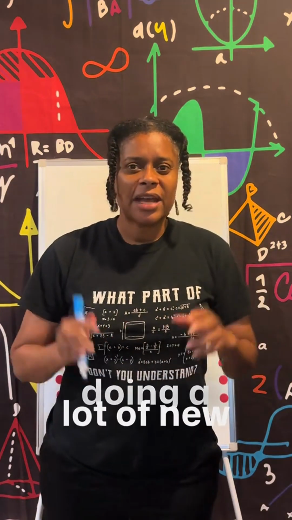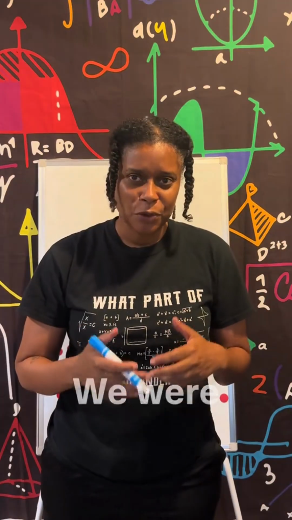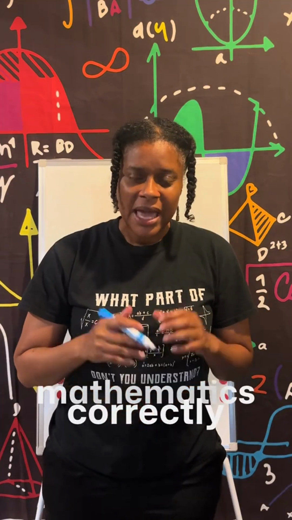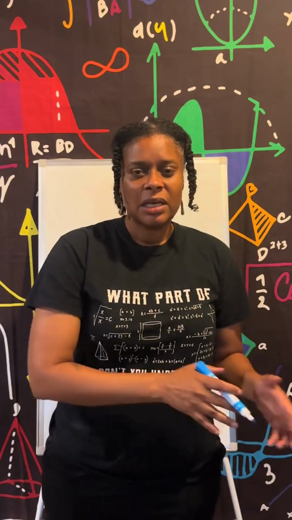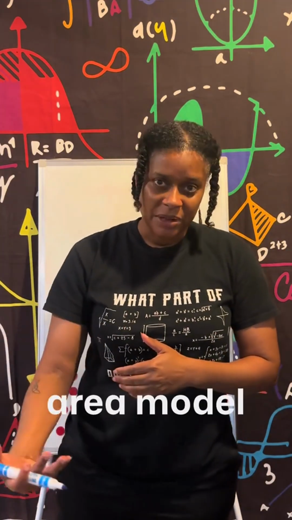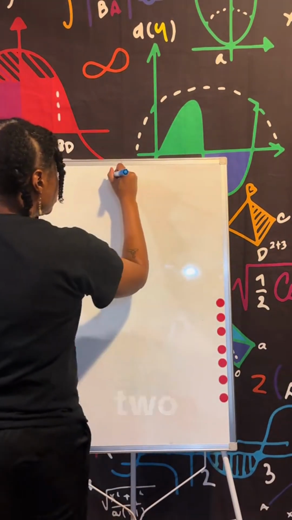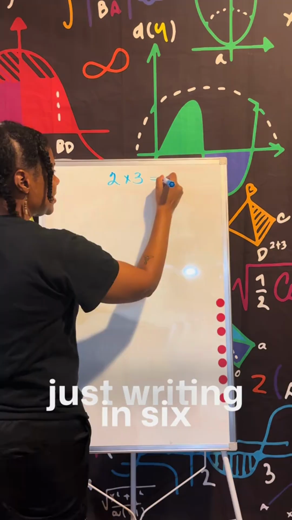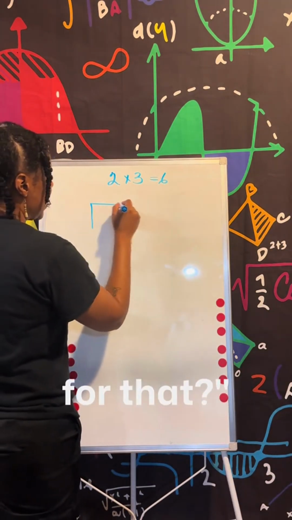I know you think we're doing a lot of new math, and it's not that it's new, it's the correct math. We were, in a lot of cases, not taught mathematics correctly. And one of the things that you're seeing now is not just multiplication, but multiplication with the area model. So if we have 2 times 3, you're used to students just writing in 6. And you're saying, why do they have to do an area model for that?